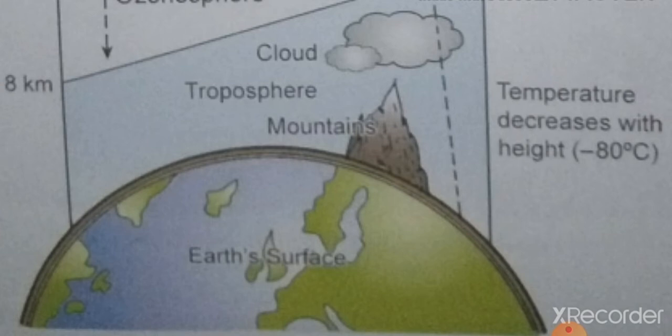The temperature decreases in this layer when we go upwards because the atmosphere is heated by the radiation coming from the earth. In the troposphere, for each 165 meters of ascent, the temperature decreases by 1 degree Celsius. It is known as the normal lapse rate of temperature.